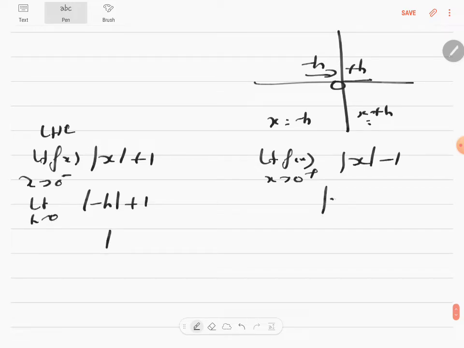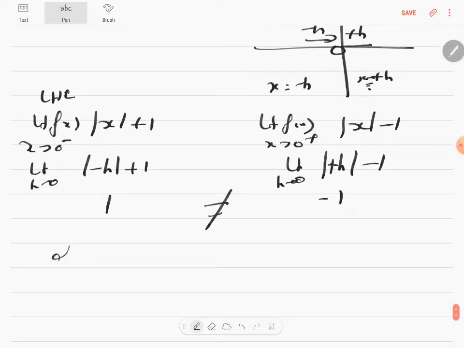In this, x is equal to plus h. So mod of plus h minus 1, limit h tends to 0. The answer is minus 1. So left hand limit is not equal to right hand limit. Therefore at x is equal to 0, limit does not exist. Okay, now the question is not over.